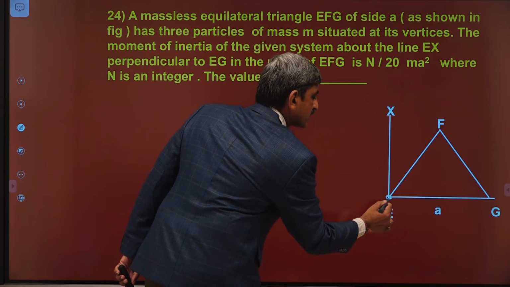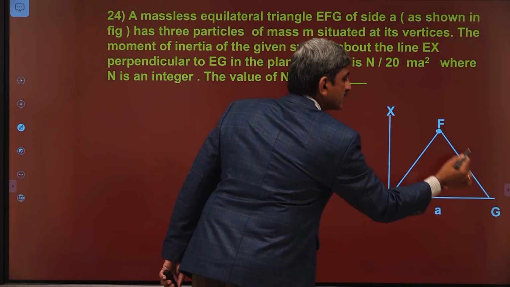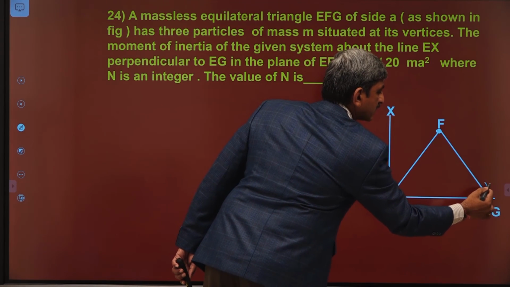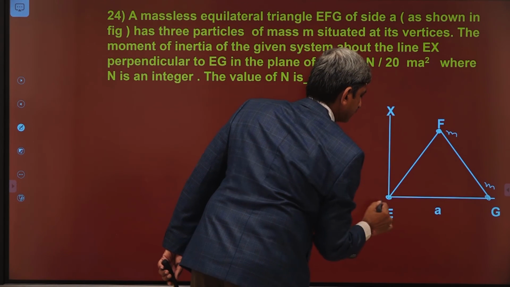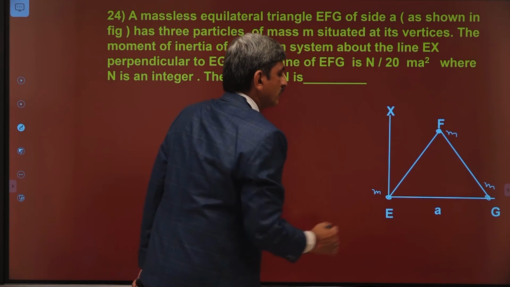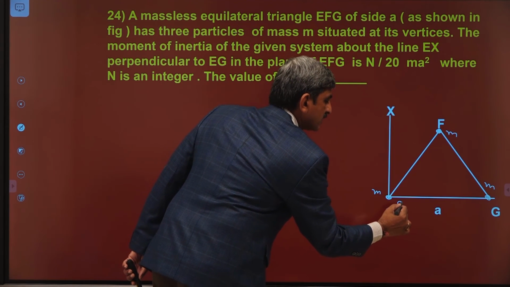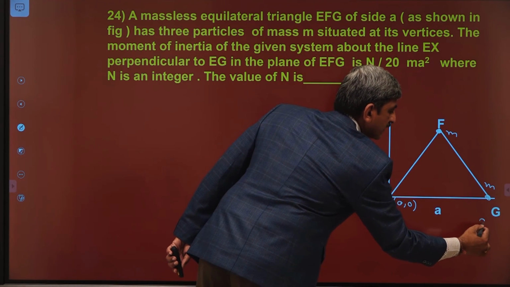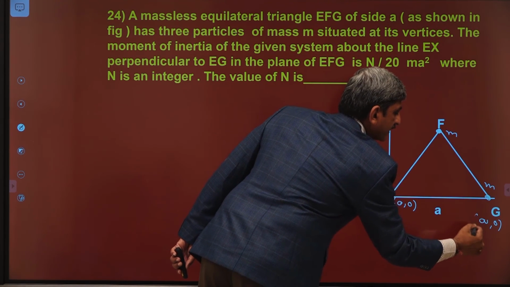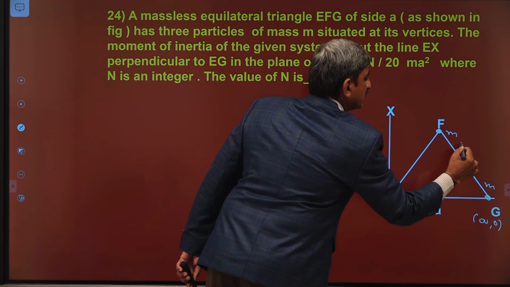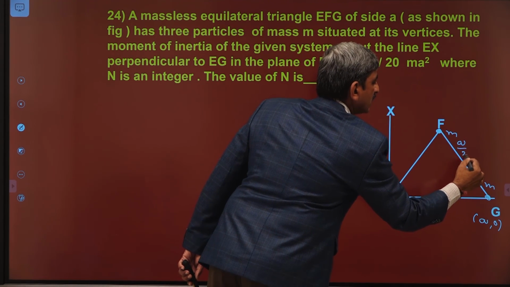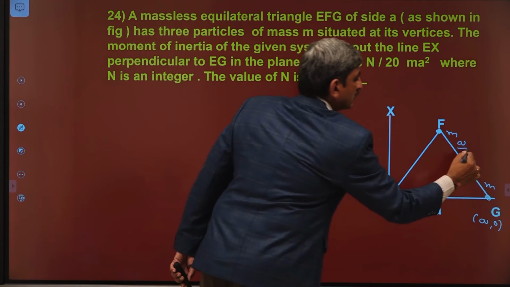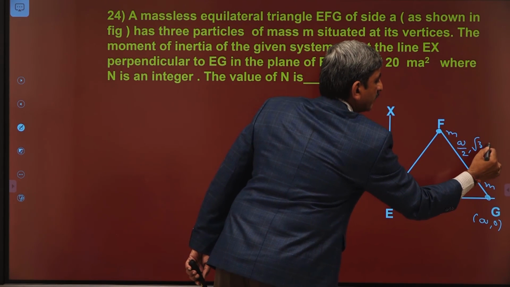Here, 3 particles are located at the 3 vertices of the triangle whose masses are m, m, m. Now, the coordinates of the first mass is 0, 0, whereas the coordinates of this mass is a, 0, and the coordinates of this mass is a by 2, root 3 a by 2.